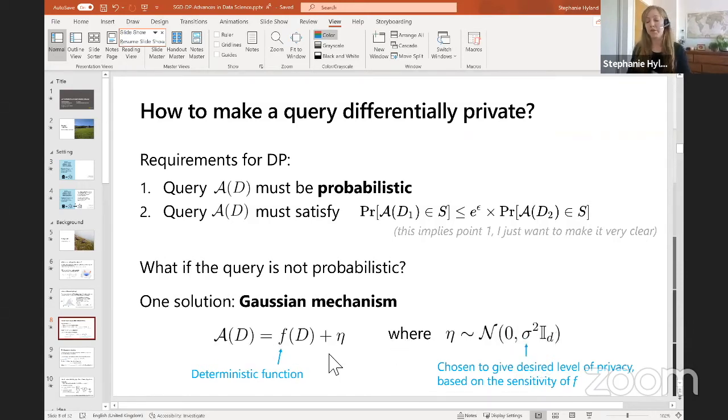So for example, if you think about the average as a function, the average is susceptible to outliers. So if there were an outlier in the data set, my average could change massively whether or not that row is included, which would mean that to make that differentially private with a reasonable level of privacy, you might need to add quite a lot of noise to essentially mask the potential for the existence of an outlier.